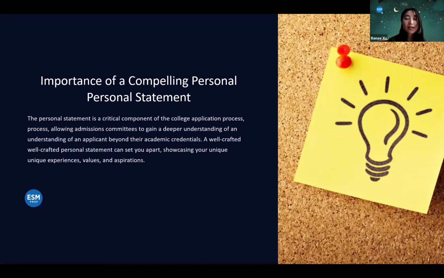So if you think of your college applications as a package, there's the scores, the grades, the extracurriculars. Those are all the data points that are on the paper. And the personal statement is about seeing the person behind the data. A good personal statement is not really about what you've done necessarily, because you don't just want to restate your data points. You want to show them who you are as a person.